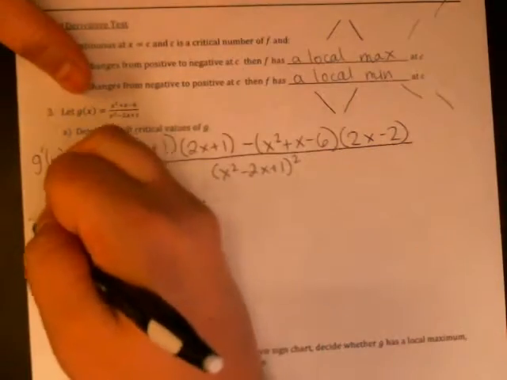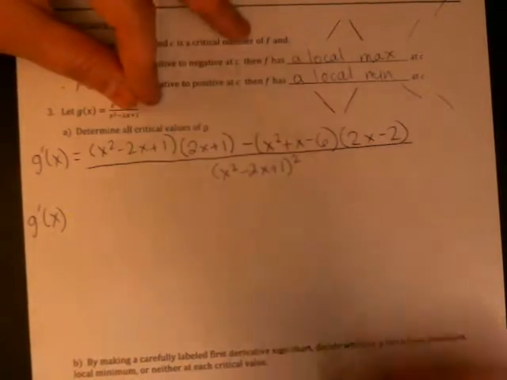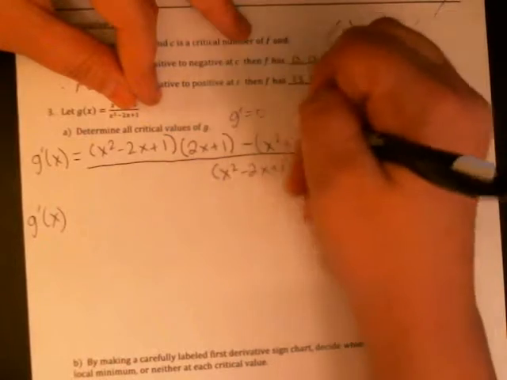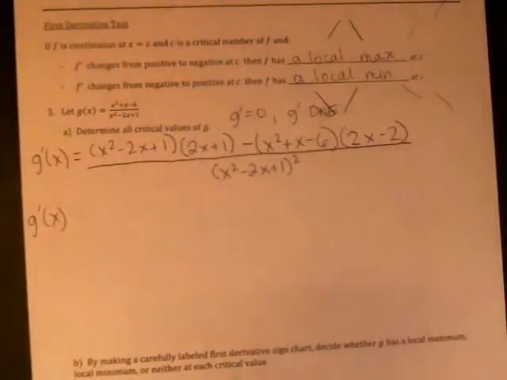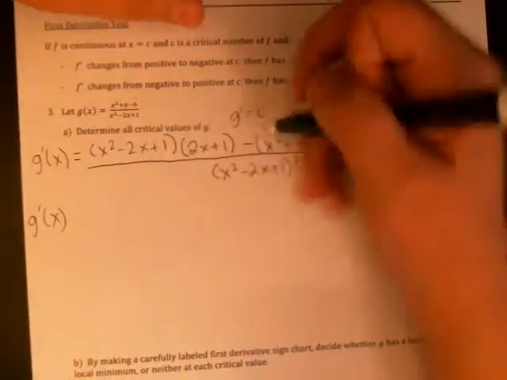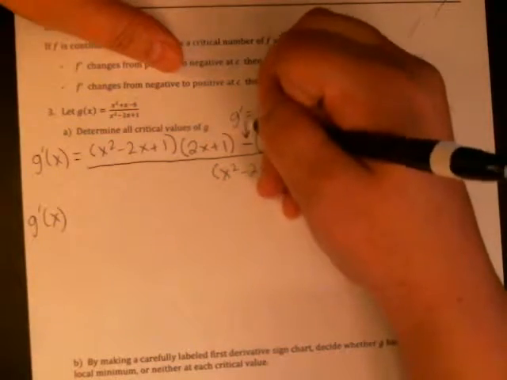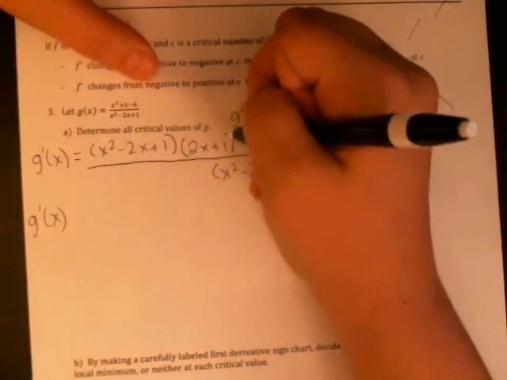Okay, so kind of a mess. Our big goal here is we're finding critical values, so we want to know when g prime is equal to 0 or when g prime does not exist. But I actually know for the second part I'm going to be making a sign chart, so I'm just going to work on simplifying the derivative before I focus on answering that question. Right now I can't do any canceling because of the subtraction on the top, so I'm going to multiply all this out and then try to factor and cancel.